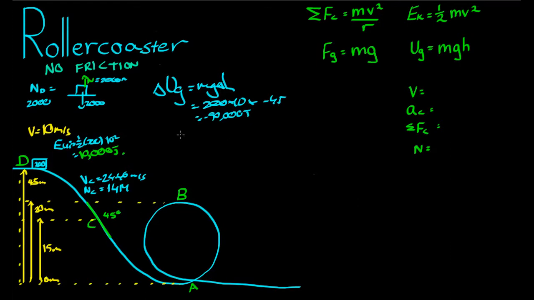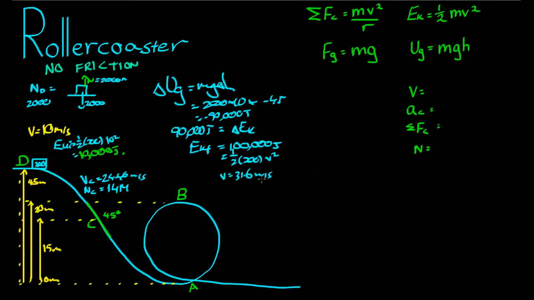That must mean it has gained 90,000 joules of kinetic energy, and its final kinetic energy at A is going to equal 90,000, which is the change, plus the initial 10,000, so 100,000 joules. That must also be equal to a half mv squared. So that's 200,000 divided by 200. Take the square root. I get 31.6. V is equal to 31.6 meters per second.